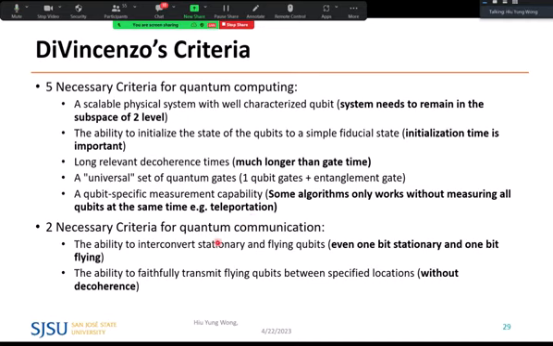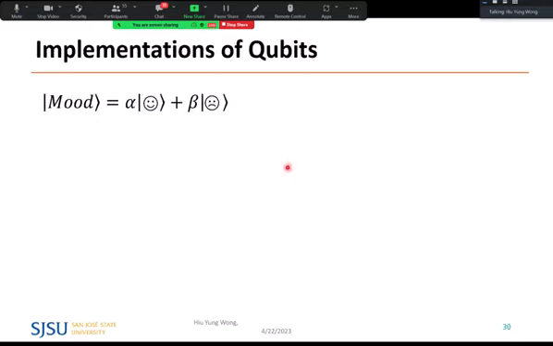If you want to use quantum communication, you also need to make sure that the qubit is flying, so it needs to be able to interact with the stationary qubit. And also, when you are flying, you need to keep the coherence, right? But we are only talking about quantum computers here. So how do we implement the qubit?